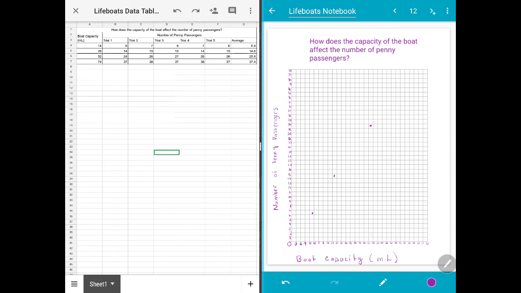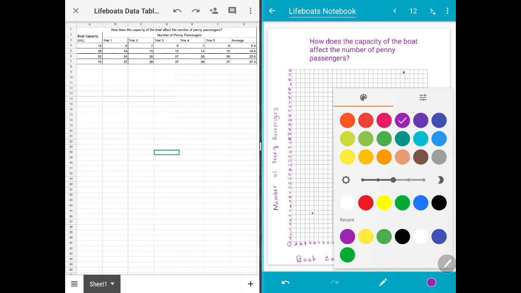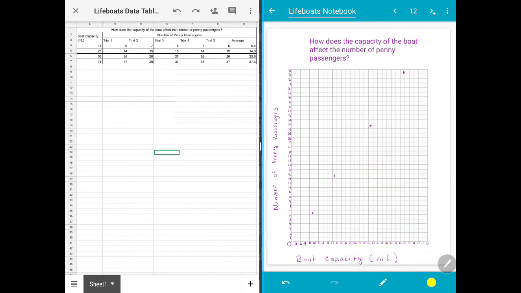And my last point is going to be at 74 on the x-axis and 37.4 on the y-axis. Here's 75. Go just to the left of 75 and 37.4. I've now plotted my 4 averages for the 4 different boat capacities. The last thing I need to do is create a trend line. I'm going to change to a lighter color for my trend line so that it's easier to see, and it doesn't cover the points that I've plotted.